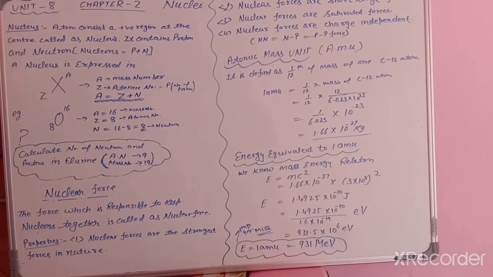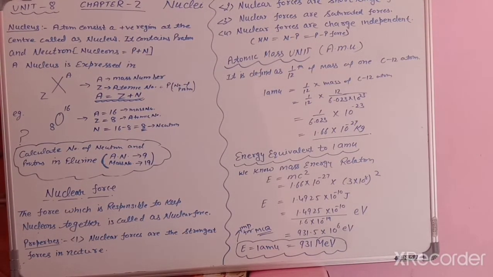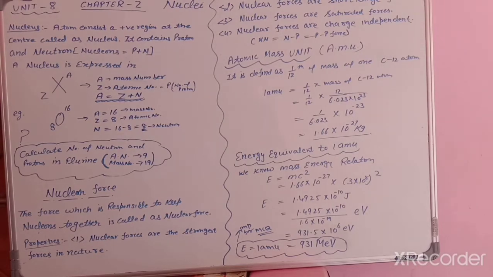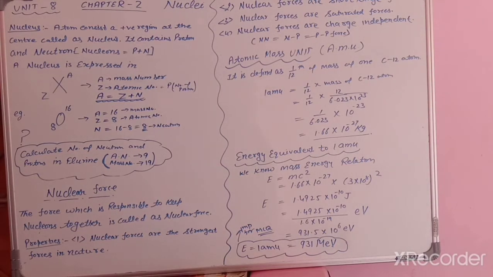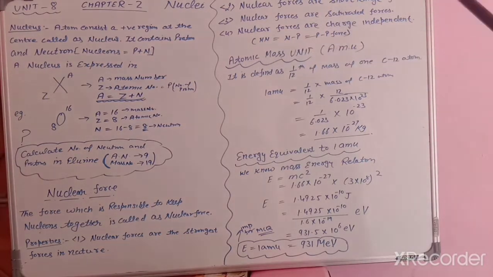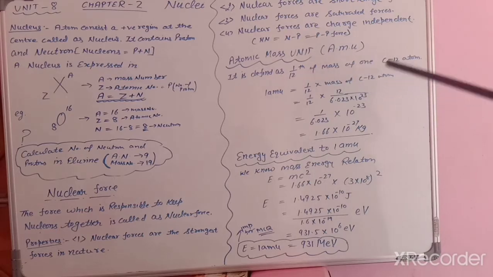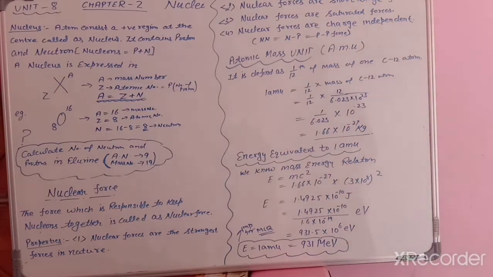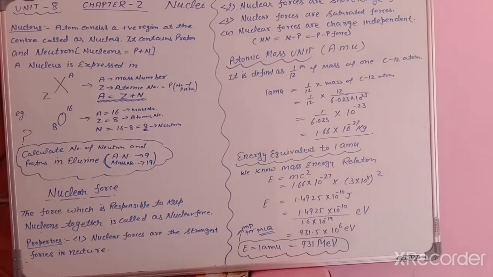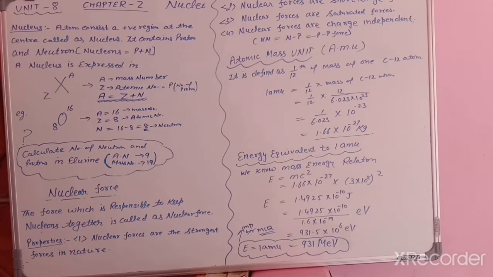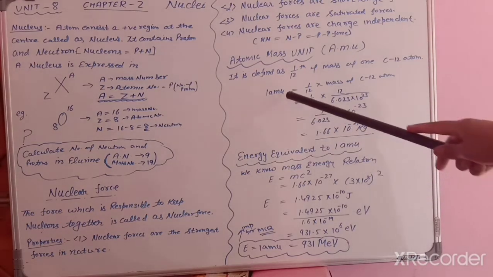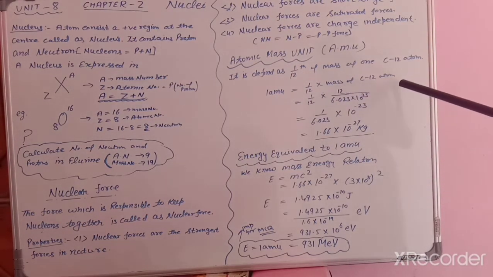Okay, next topic is, students, atomic mass unit. We also denote it by AMU. You must have studied in chemistry also, so here is just a revision for you. What is AMU? We call it atomic mass unit, and it is defined as 1/12th of the mass of one carbon-12 atom. Means we will take one carbon-12 atom and divide its mass by 12. That is 1 AMU. So 1 AMU is equal to 1/12 mass of a carbon atom.